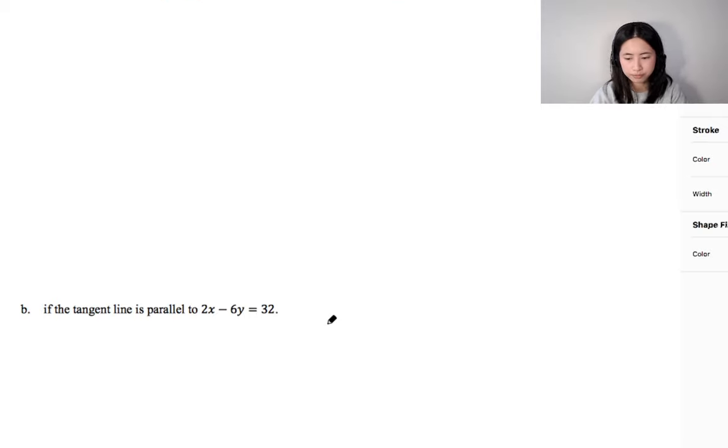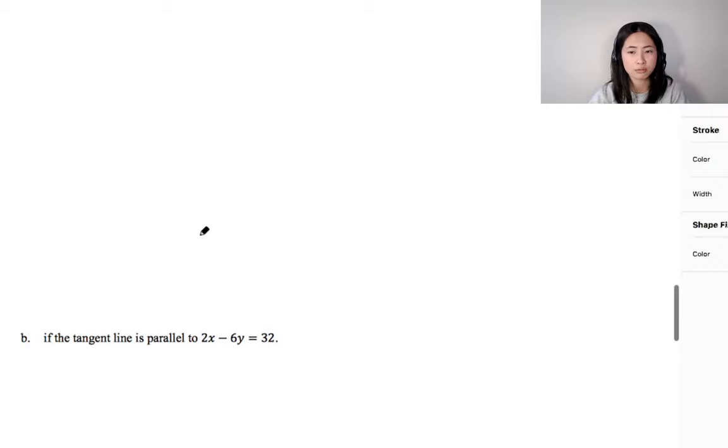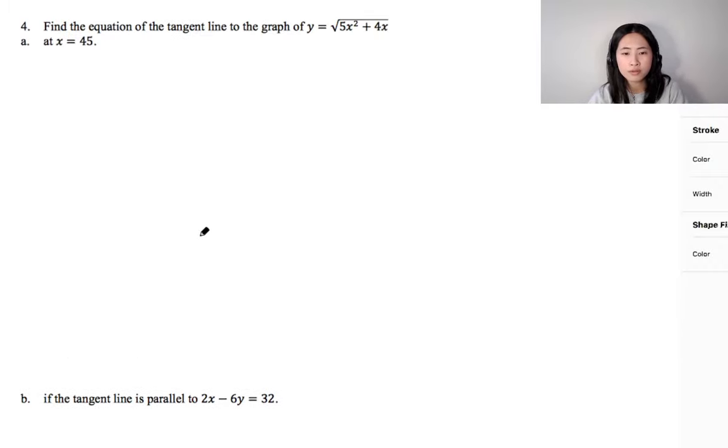For this question, because we're looking for the tangent line, we need to find the slope of the tangent line in order to figure out what the tangent line is. Because they're giving us y is equal to the square root of 5x squared plus 4x, you need to find the derivative of this y, because the derivative would tell you the slope of your tangent line. Then all you have to plug in is the 45 later on. So in that case, we need to find the first derivative.